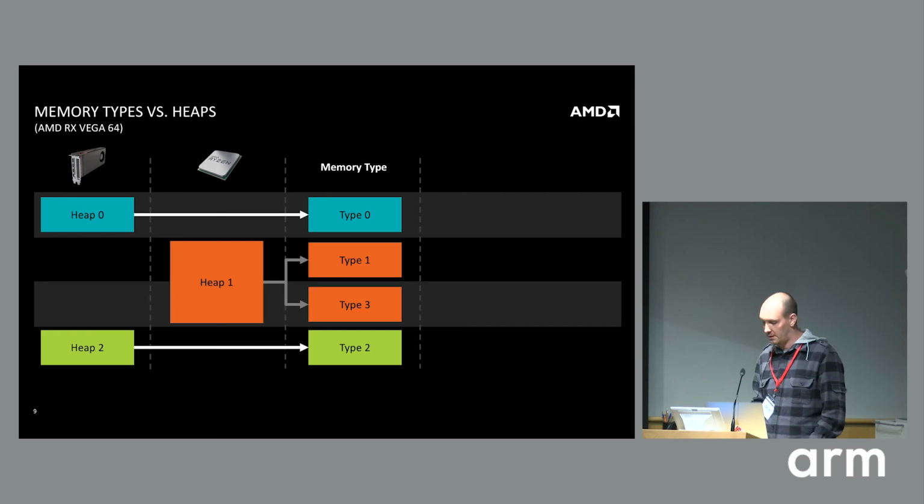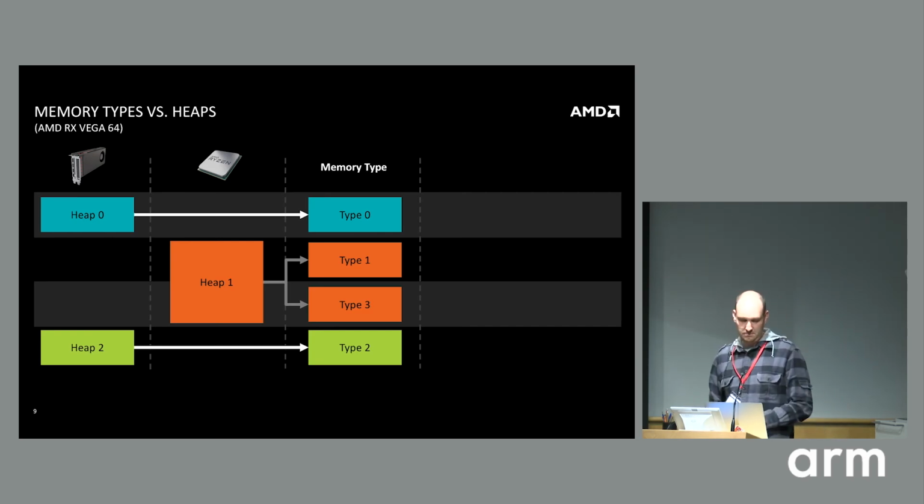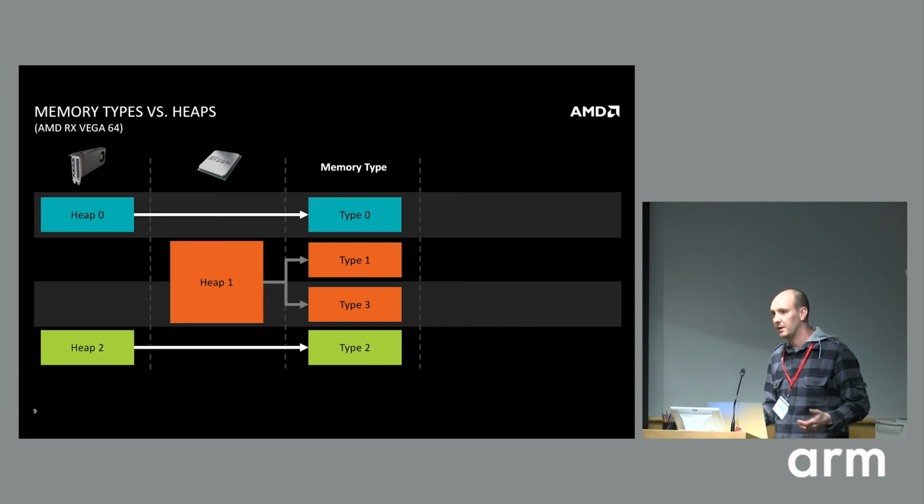Types and heaps have a connection to one another. A memory type corresponds to exactly one heap, but a heap can contain multiple memory types. So on this slide, this is for an RX Vega 64, and this is on PC Windows. Everything I'm talking about is mostly PC Windows.